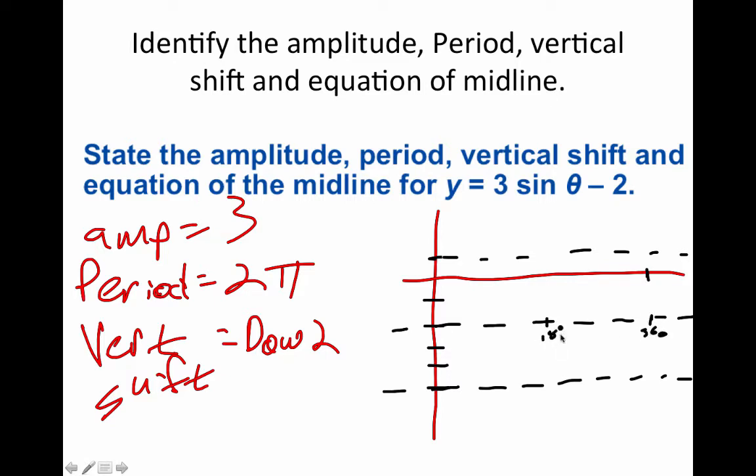Halfway 180. Quarter will be a max. Quarter will be a min. I'd run her like this. Isn't that fun? I move the whole thing 2 units down. I still have an amplitude of 3, and so on and so forth.